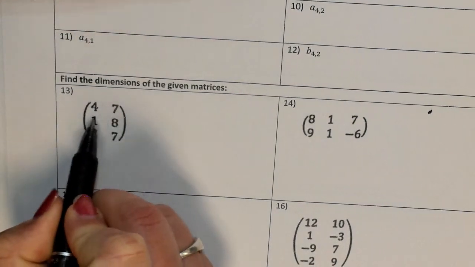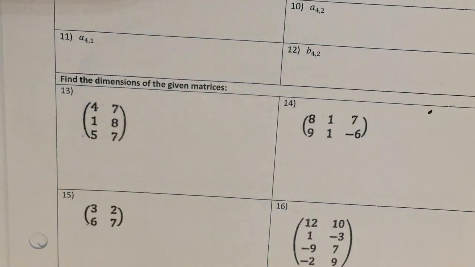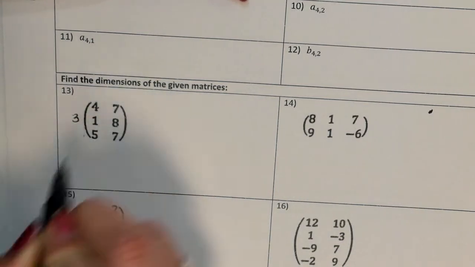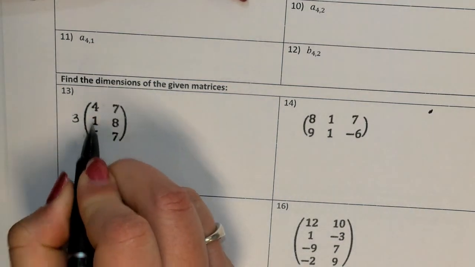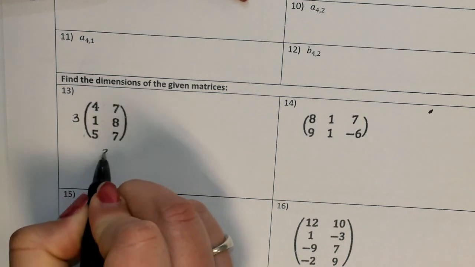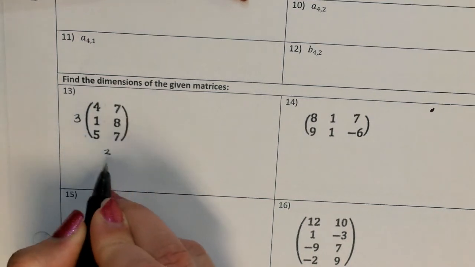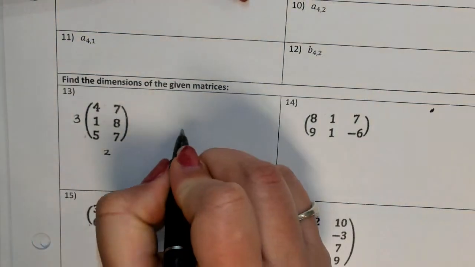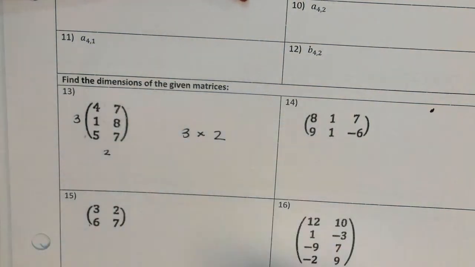So how many rows do we have in 13? 3. I always write the number here. I have 1, 2, 3 across. And how many columns? 2. And if I write it here and then here, this comes first and then this. It already is in order. And this is a 3 by 2 matrix.